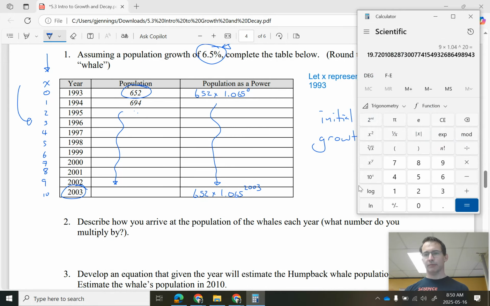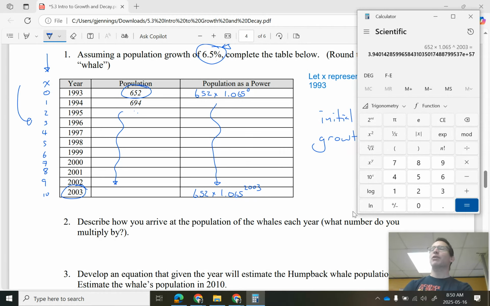Wouldn't it be to the 10? To the 10? Why would it be to the 10? It's the year 2003. 652 times 1.065 raised to the power 2003. Oops, that's one too many zeros. My calculator says only 3.9. Wait, it's 3 with 57 zeros after it. Because you didn't do it to the 10, you had to do it to the 10.